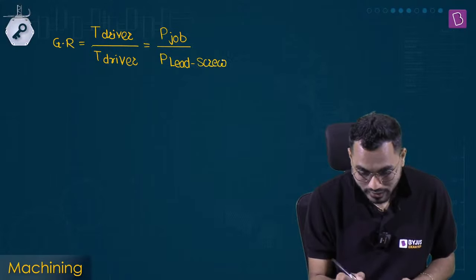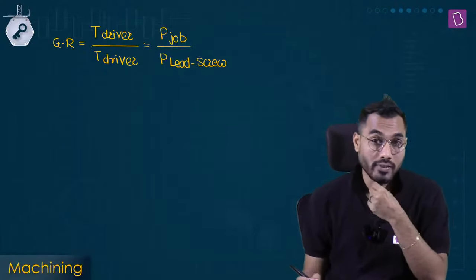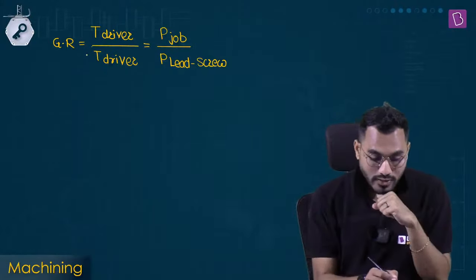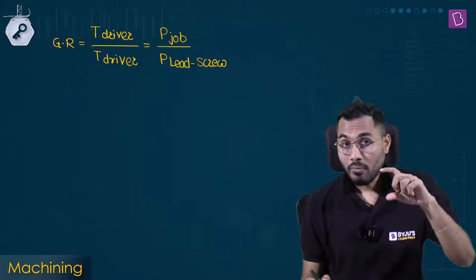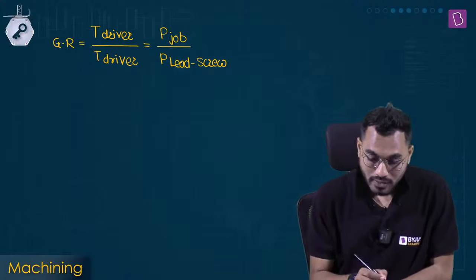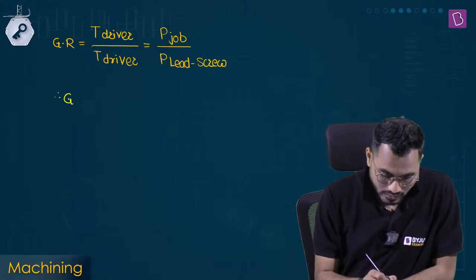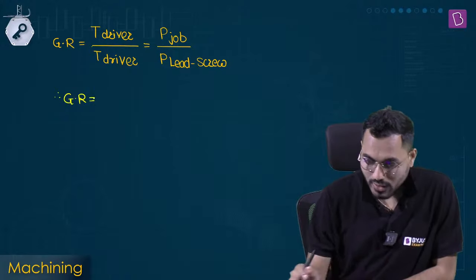We know that gear ratio is different and speed ratio is different. You have to differentiate between them. So the gear ratio is exactly equal to the number of teeth on the driver gear divided by the number of teeth on the driven gear, and the pitch of the job divided by the pitch of the lead screw. How much is the pitch of the job?